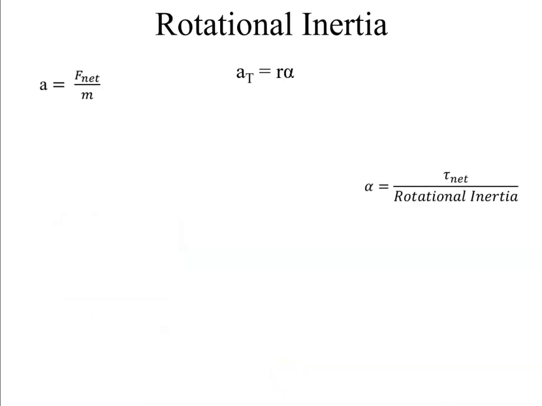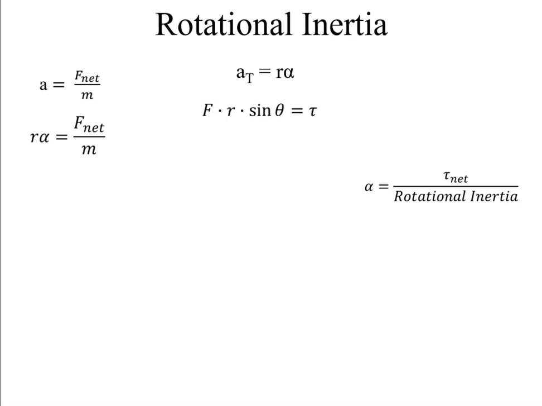So we have the relationship that the tangential acceleration is equal to R alpha. And let's start off with the acceleration being directly proportional to the net force over the mass, the inertia. If we plug in R alpha for the acceleration, we get the following. Keep in mind we just found out torque is the force times the distance away from the pivot point times the sine of the angle.